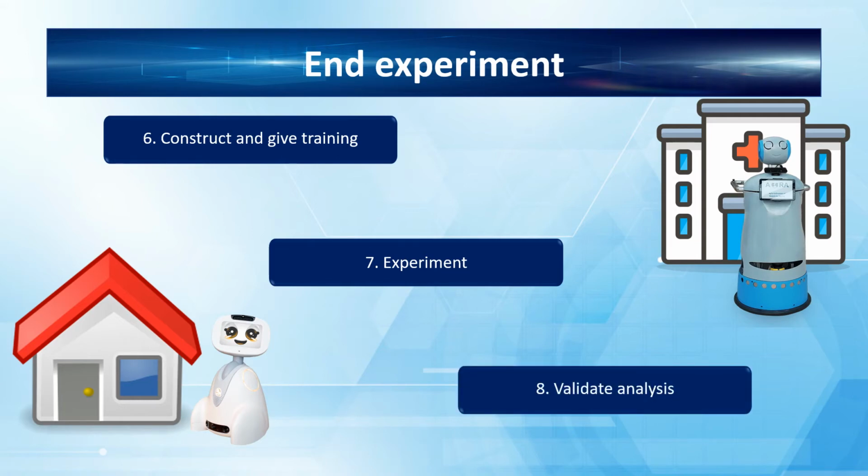Then the 8th step of the end experiment is a validation of the analysis that you do on the data that you collect during the experiment. And that can be in the form of a focus group with some people that were involved in the experimentation, where you present your analysis and ask them for feedback and for anything that you might have missed.